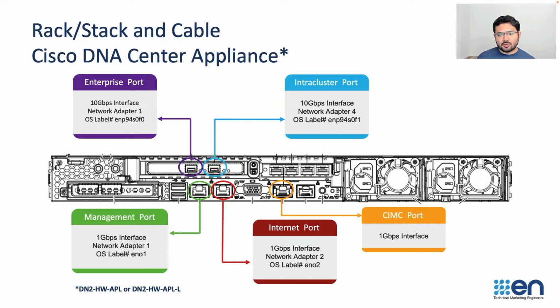The port in green is the management port. This is a 1 gig port and it will be used to access the web UI of Cisco DNA Center through your out-of-band network. The port in red is an internet port. It is a 1 gig port and it will be used to provide internet access to the Cisco DNA Center appliance, which enables the cloud connectivity for any software updates that you would like to perform.